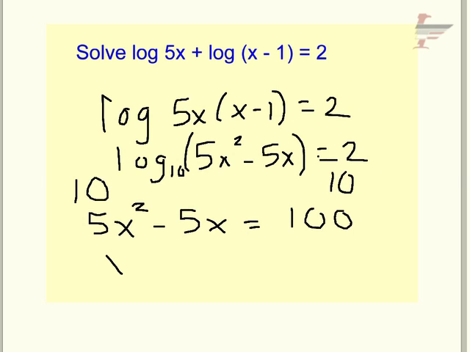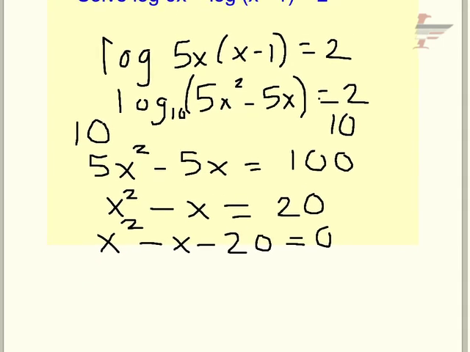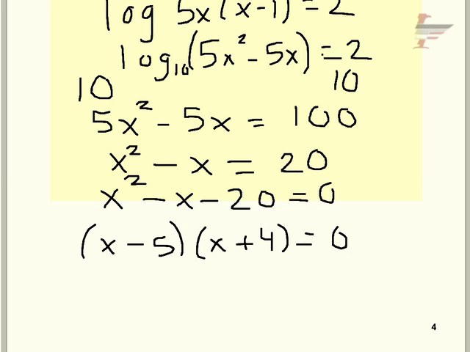So I'm going to divide everything by 5 first, just to make our life easier. And then get everything to one side. So I'll subtract the 20 over. And then hopefully it's factorable. And if not, use the quadratic formula. Okay, so I'm going to do x minus 5 times x plus 4. And when you set each of those equal to 0, you get a positive 5 and a negative 4.